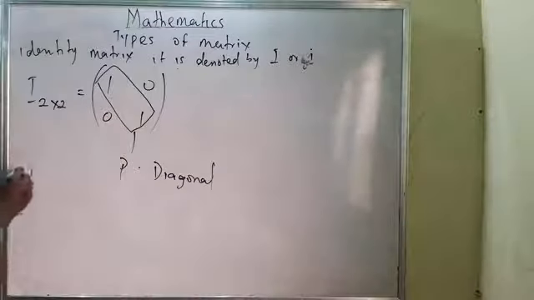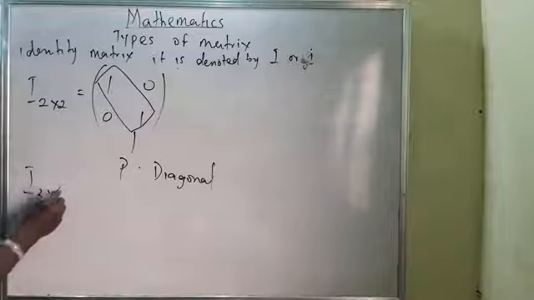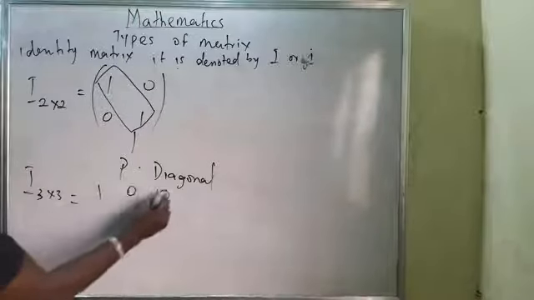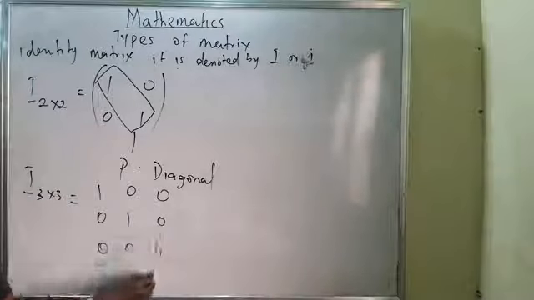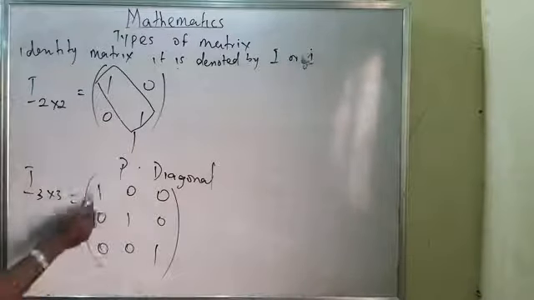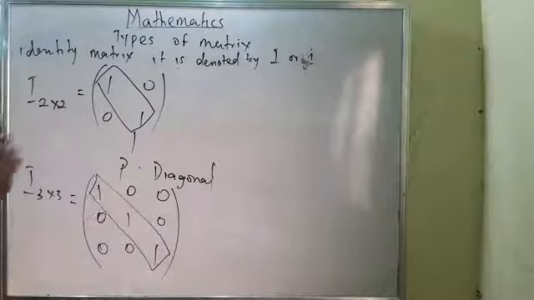Now, for a 3 by 3 matrix, it means 1, 0, 0, 0, 1, 0, 0, 0, 1. Can you see? It means the diagonal is 1. Principal diagonal. Please take note of that. Very, very important.